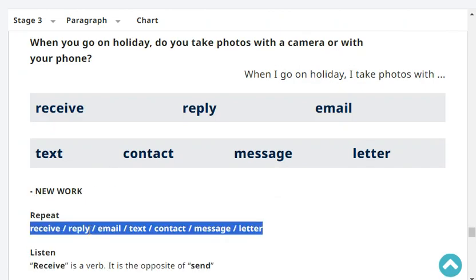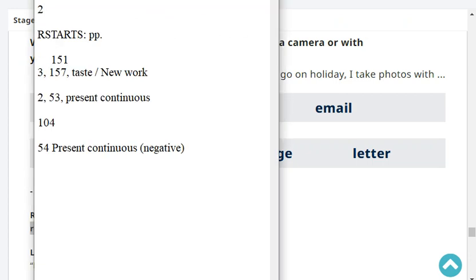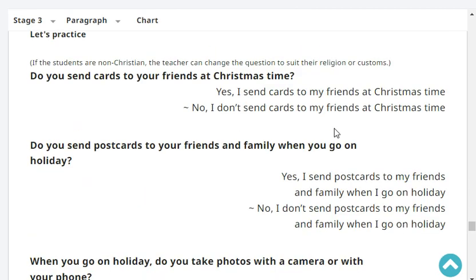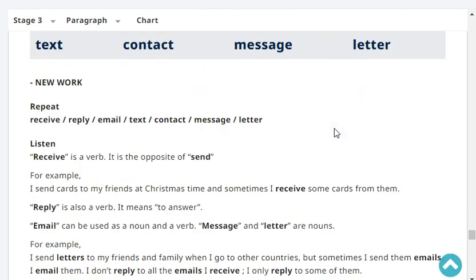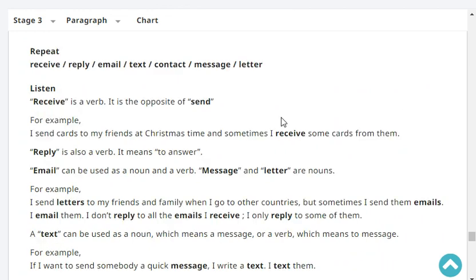Okay, repeat. Receive, reply, email, text, contact, message, letter. Very good. Okay, listen. Receive is a verb. It is the opposite of send. For example, I send cards to my friends at Christmas time, and sometimes I receive cards from them.